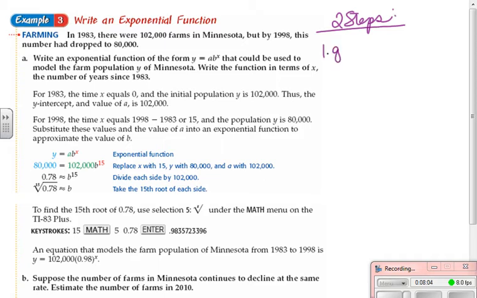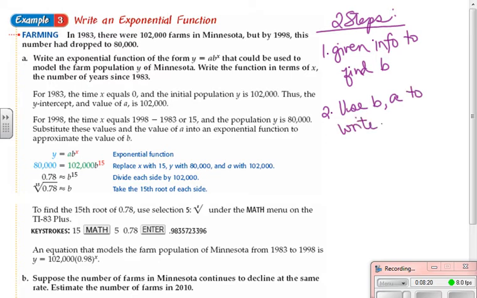So one, you use the given information to find b. That's your rate of change. Then you use b and a to write the equation. And remember, equations always have x and y in it. Okay, so 2 steps. So here we go.